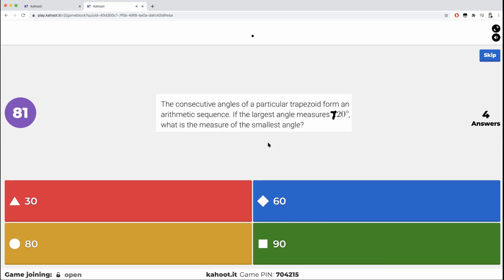Also, can we please not write over the actual problem itself? Thank you.